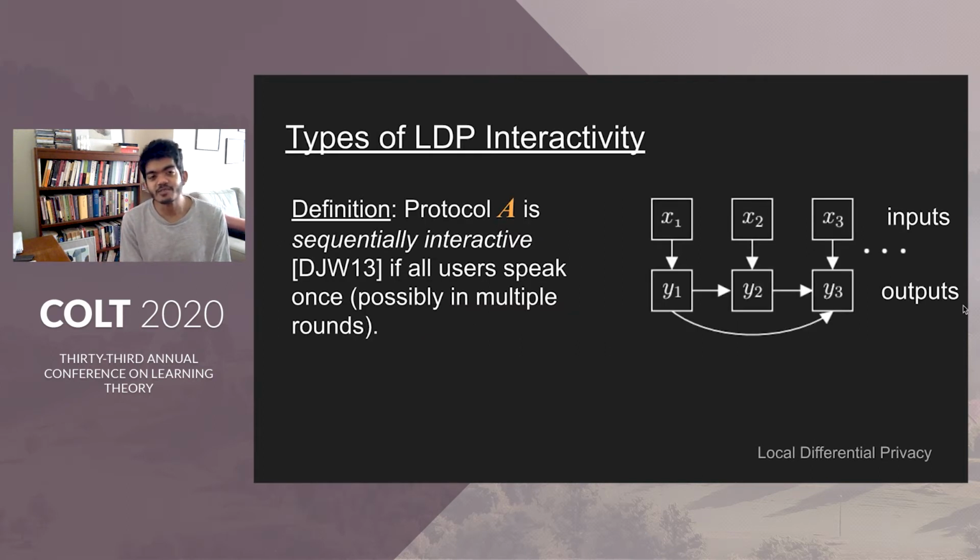We're going to talk about a specific type of locally private protocol known as a sequentially interactive protocol, where each user is going to speak at most once. So they will produce at most one output. But the advantage of sequential interaction is they can do so in multiple rounds. So the third person to speak gets to see the outputs of the first two people. So there is an adaptive quality in sequentially interactive protocols.